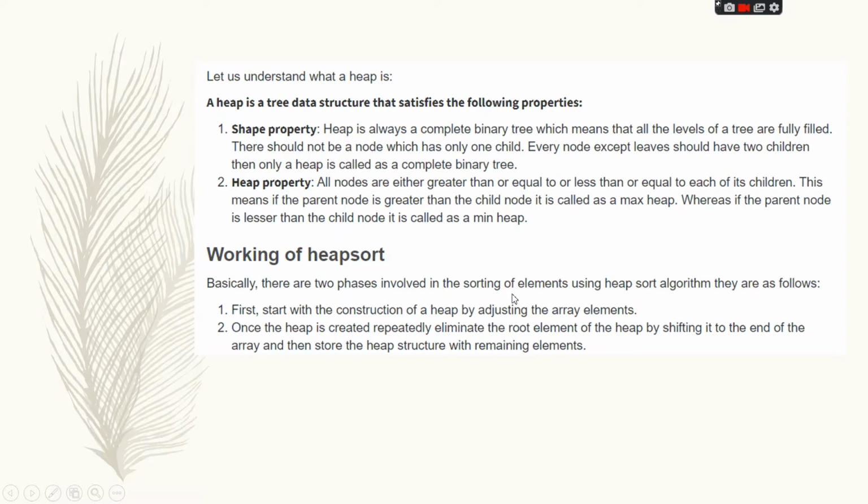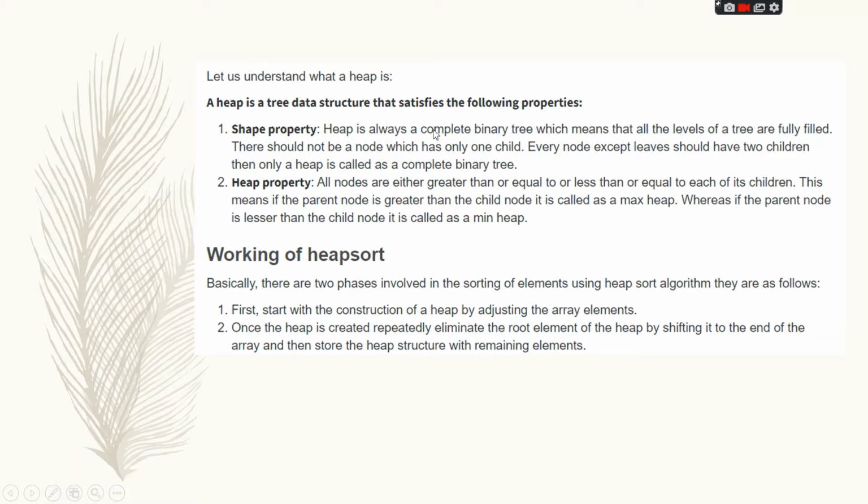Now let us understand what a heap is. Basically, we can put it into a basic definition: a heap is a tree data structure that satisfies the following properties. A heap is a tree data structure which satisfies two properties, namely the shape property and the heap property.